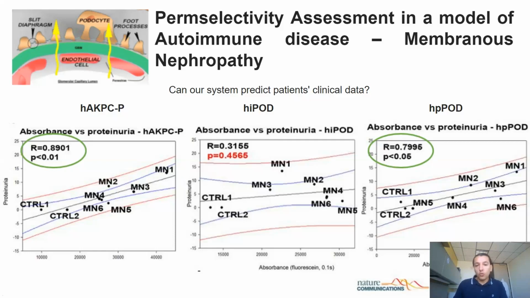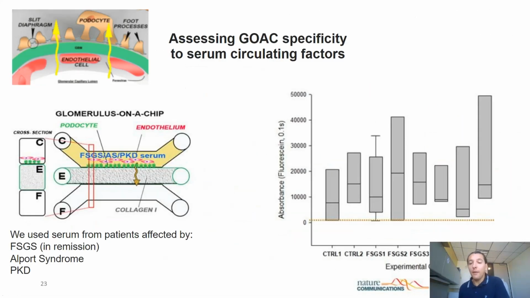We also wanted to confirm that our system was specific, and so we chose to expose our chips to the sera of different kidney diseases, including FSGS. These samples were from patients in remission, so they were not expected to have any molecule or anything that would trigger a response.